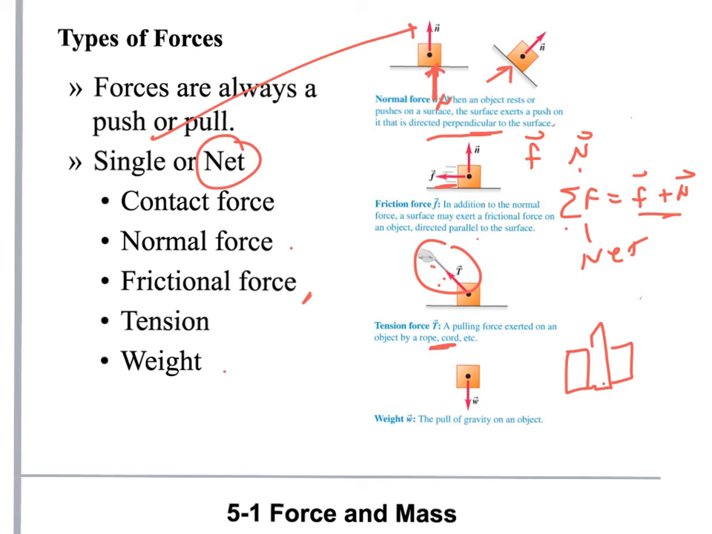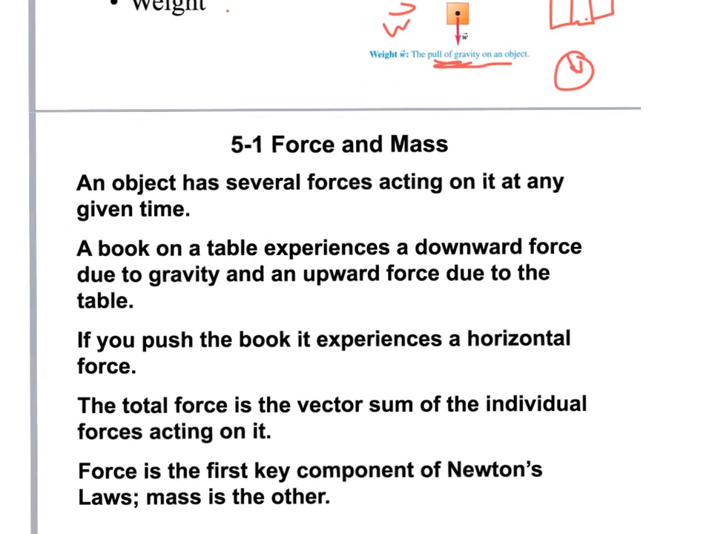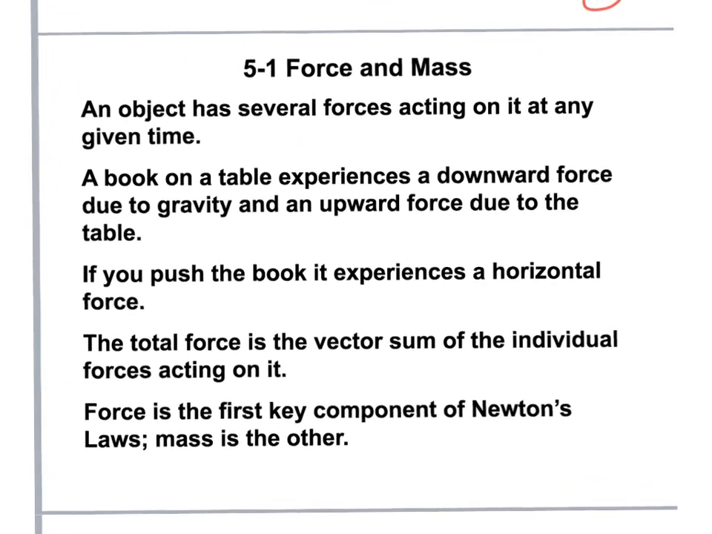And then that brings us to weight. So weight is a vector W, and it's the pull of gravity on an object. If we think of the Earth, the Earth is pulling everything to the core. So gravity is going to be pulling on that object, trying to pull it towards the center of the Earth. An object can have several forces acting on it at any given time. So that's always going to be a net force.